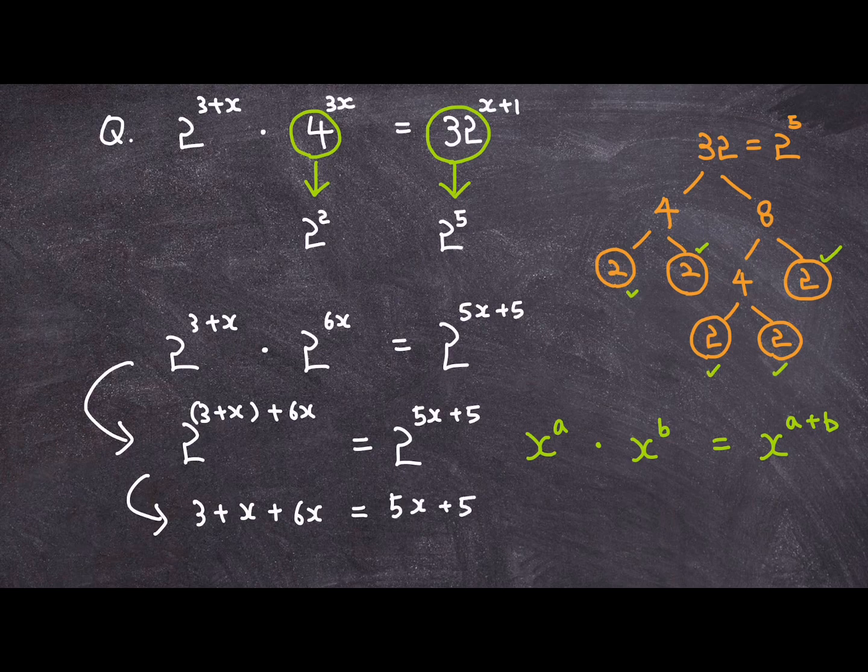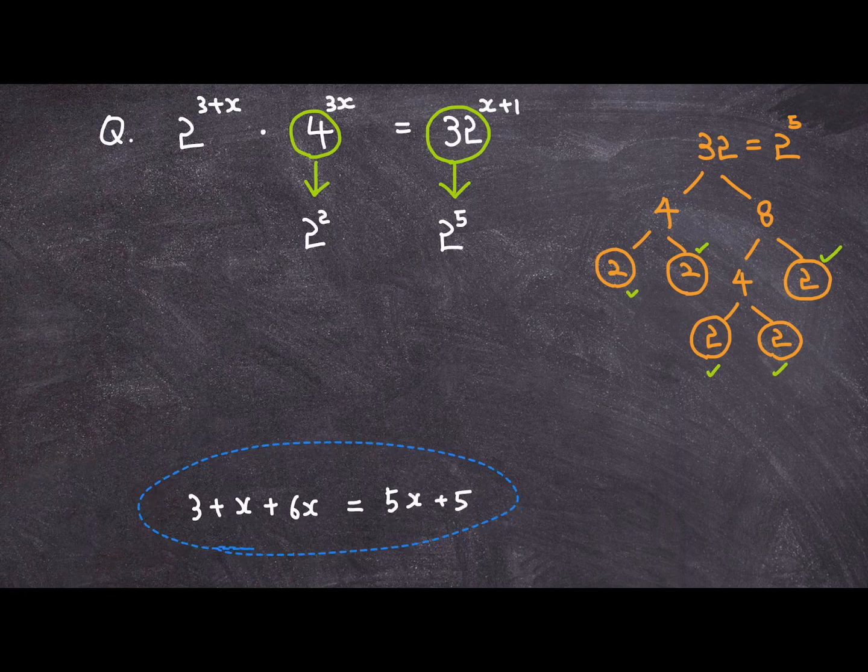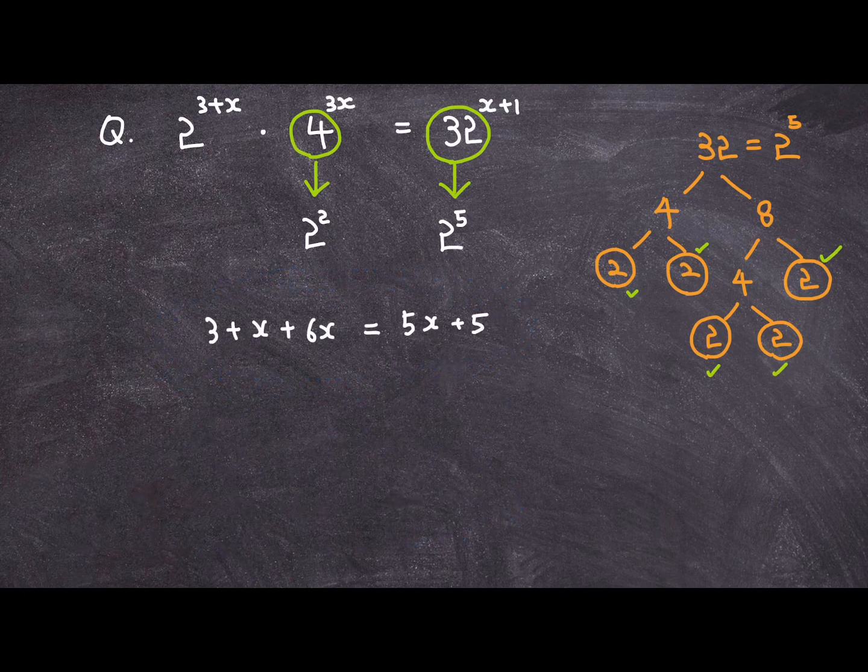Now we have a simple equation. We can now solve for x. So let's again move things up a little bit so that we can solve this problem in this limited space. Now I am going to add all the like terms together. I have 3 plus 7x on the left side of the equation. On the right side, I have 5x plus 5. Now I am going to put all the x terms on the left side of the equation and all the integer terms on the right side of the equation.